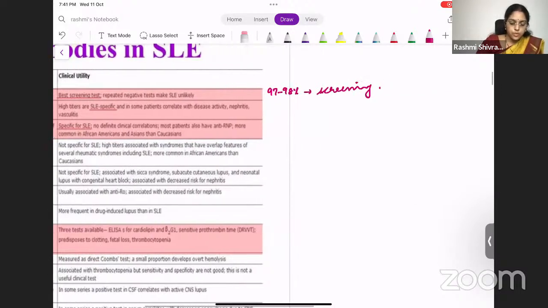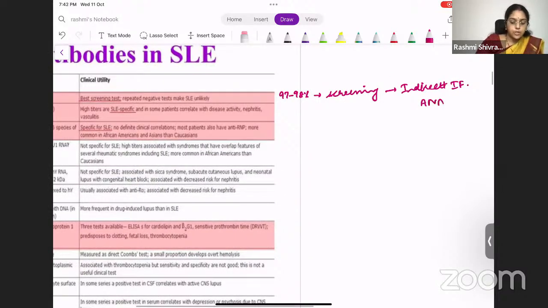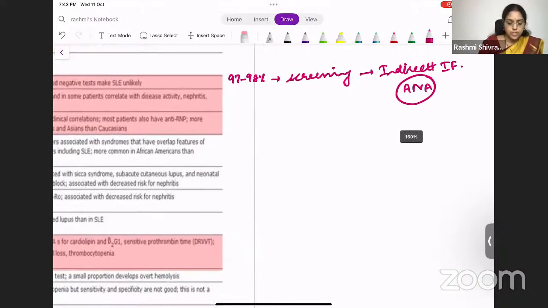So how do we actually do this test? We can do this by indirect immunofluorescence. Indirect immunofluorescence is the technique by which we identify the anti-nuclear antibodies. These antibodies are directed against the nuclear material in the cell. Once we stain with the fluorescent dye, there are a few patterns which are formed.